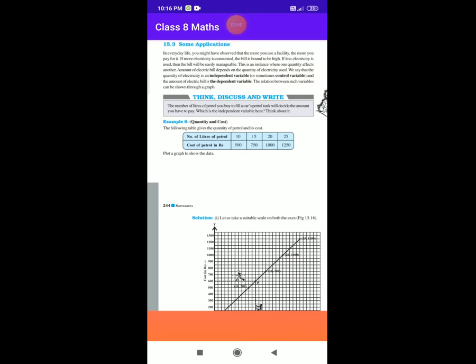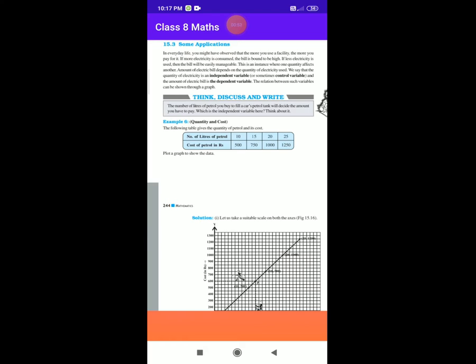In chapter 15, Introduction to Graph, इस चैप्टर के अंदर आज हम देखने जा रहे हैं some applications. In everyday life, you might have observed that the more you use a facility, the more you pay for it. If more electricity is consumed, the bill is bound to be high. If less electricity is used, then the bill will be easily manageable. This is an instance where one quality affects another. Amount of electric bill depends on the quantity of electricity used.